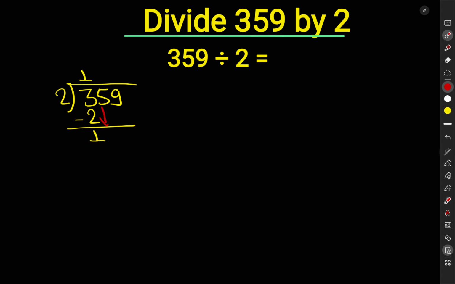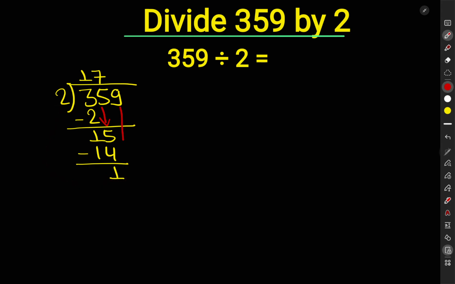So we put down the number beside this, 5. So now it is 15 and 2 times 7 means 14. On subtracting it is 1. So again this 1 is less than 2.